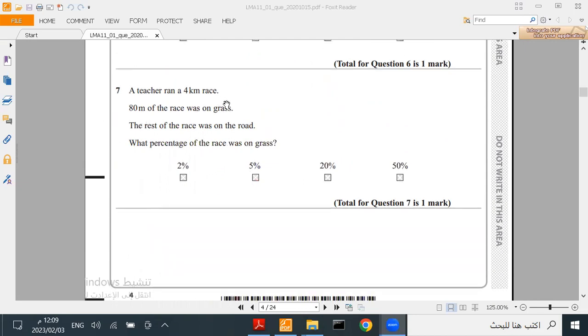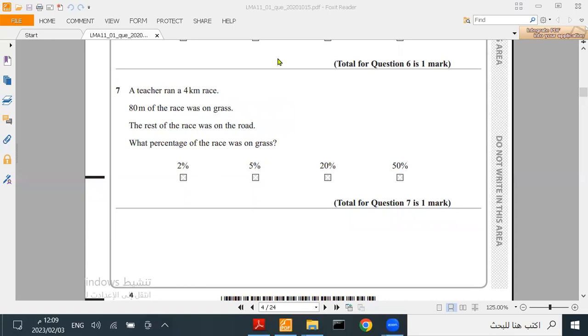A teacher ran a 4-kilometer race. 80 meters of the race was on grass. The rest of the race was on the road. What percentage of the race was on grass? I think we did this before. You can take the number divided by the whole number, times 100, so 80.